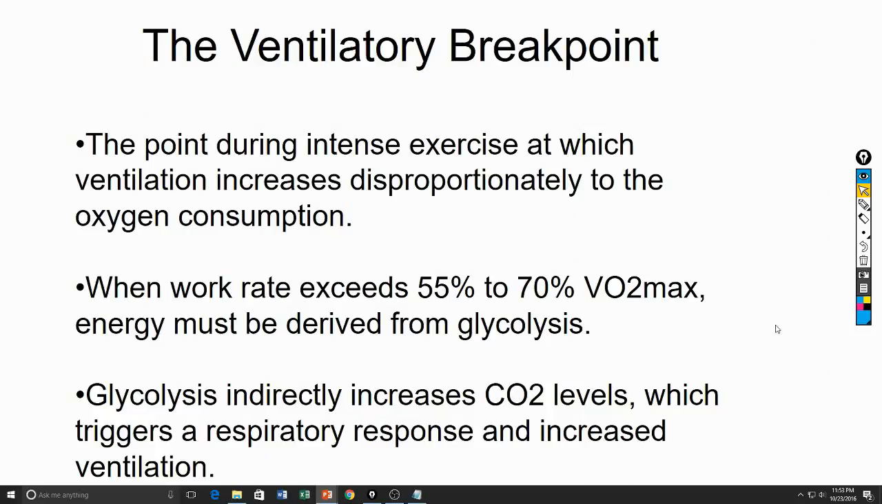Alright, so ventilatory breakpoint. Ventilatory breakpoint describes to a certain extent what we just saw in the last slide, which was the faster you work or the harder you work, the more you breathe. So the ventilatory breakpoint is the point where your ventilation increases disproportionately to oxygen consumption. And this will be made clear in a second.